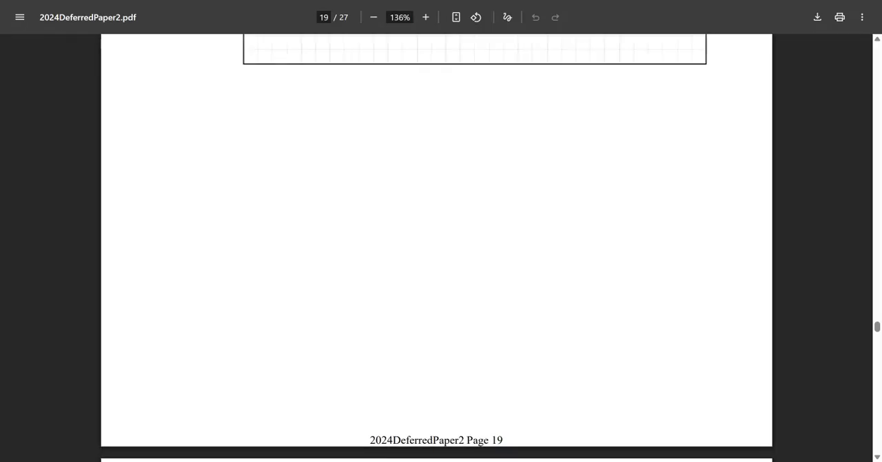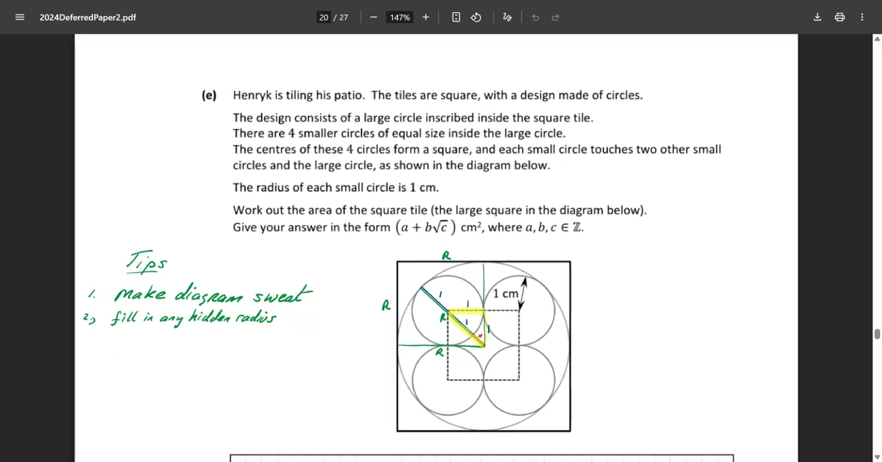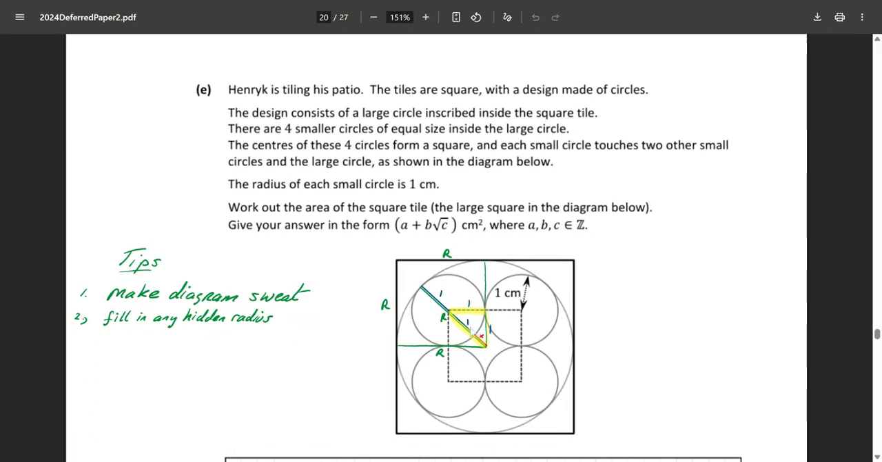Next part, it's a long question, so it goes on for another bit. Heinrich is tiling his patio. The tiles are square. So we're given this diagram down here. This is a square tile, and this is the pattern inside it. If you look at the pattern, there's a circle as part of the pattern, a big circle, and then there's 4 smaller circles within that circle. And he's telling us on the diagram quite clearly that if you join the 4 centers, they make a square. We're also told that the radius of each small circle is 1.